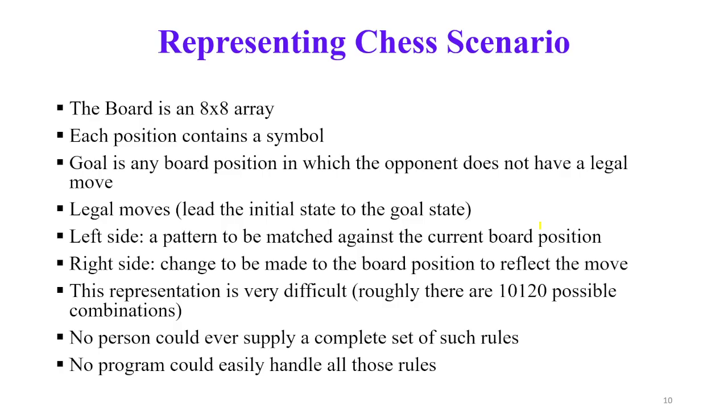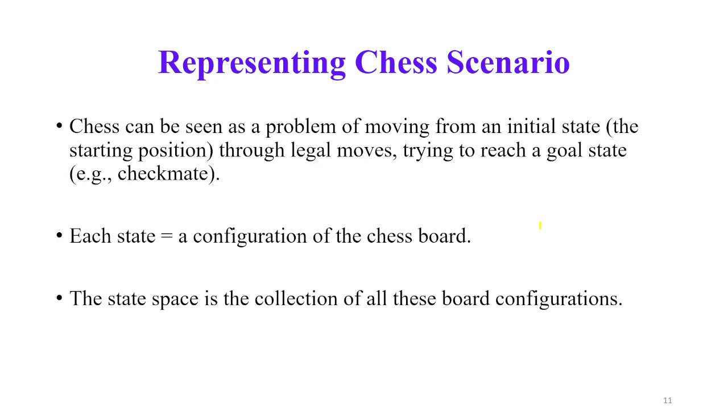So this representation is very difficult. Why? Because you have approximately 10 to the power of 120 board configurations. So no person could easily define the complete set of rules, and no program could easily handle all these rules. So if you talk about all these things, chess can be seen as a problem of moving from the initial state through legal moves and trying to reach the goal state, that is a checkmate. Every state has a configuration on the chessboard.